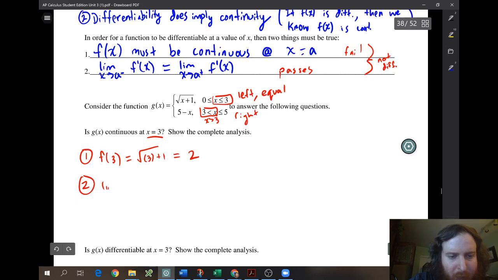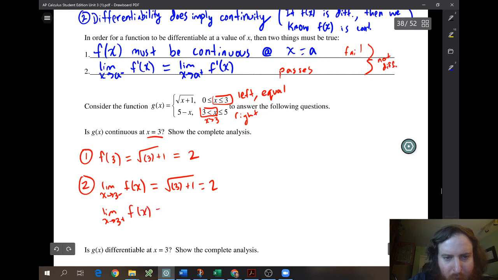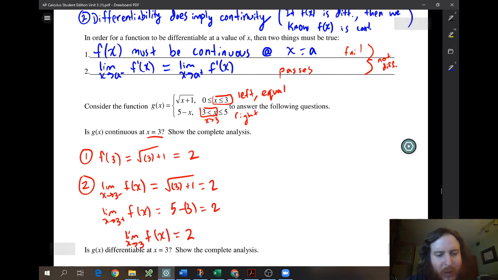Second rule, the limit as x approaches 3 from the left side, we just said that's the top. We're going to write f of x is equal to, again, the square root of 3 plus 1, which we said was 2. And the limit as x approaches 3 from the right side of f of x, that's going to be the bottom one. 5 minus 3, that's also 2. So then we can say that the overall limit as x approaches 3 of f of x equals 2. If you want to add in that the left limit equals the right limit, that's great, but it's kind of obvious, we showed our work.